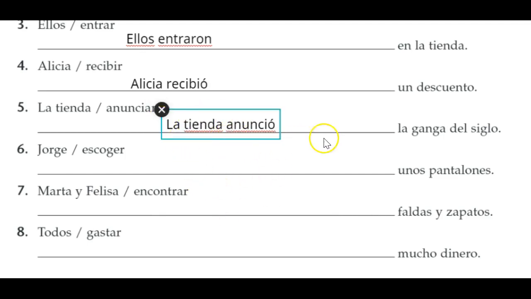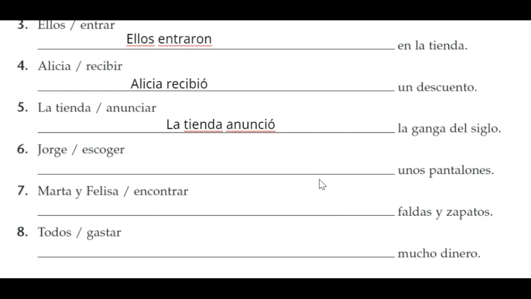If we don't know why, you should understand why this is anunció. Why is it that form, anunció? You should be able to ask yourself that. If you don't know, then you should listen to what I'm about to say. We're talking about the store announced, right? The store. With a third person like that, like a he or a she, okay?